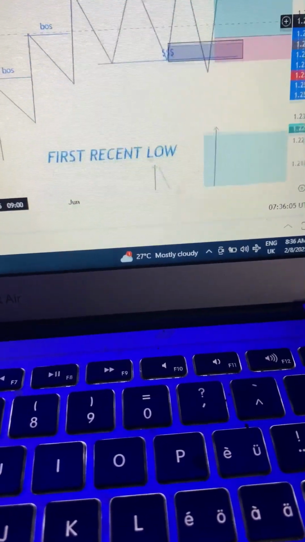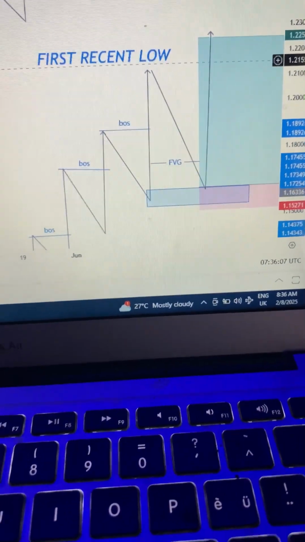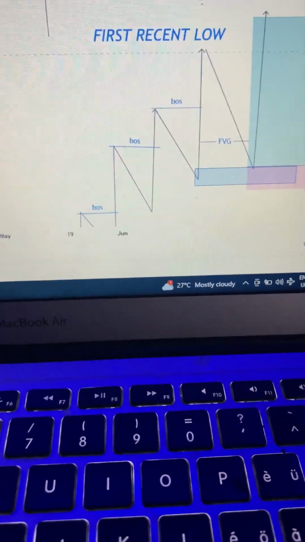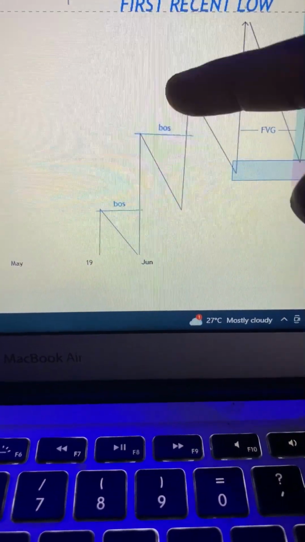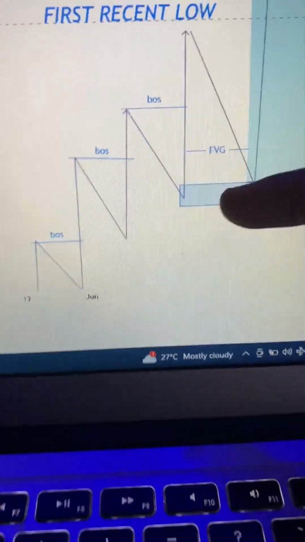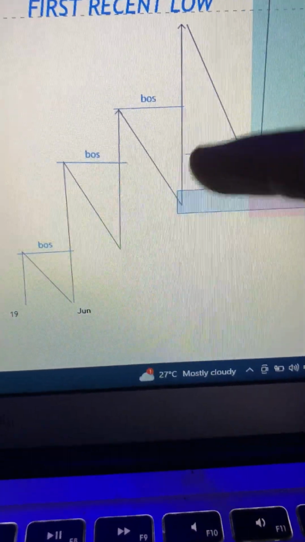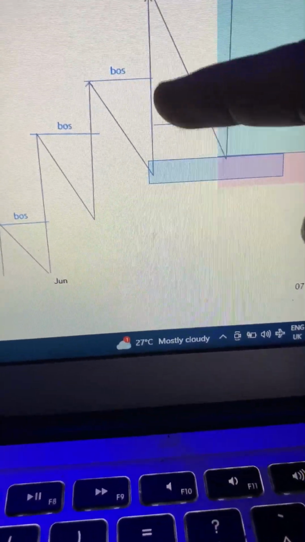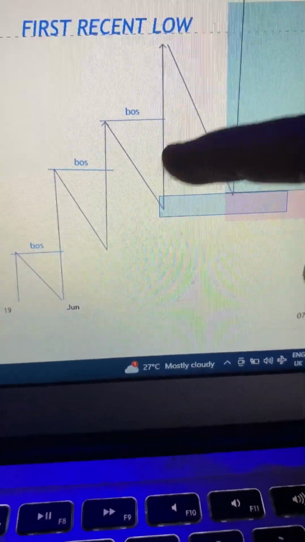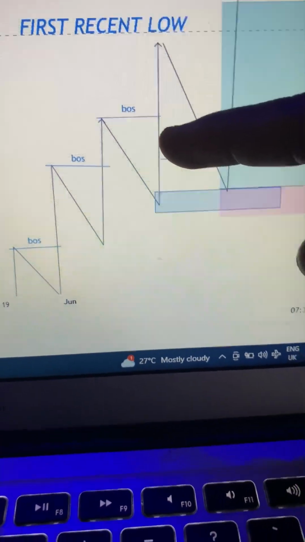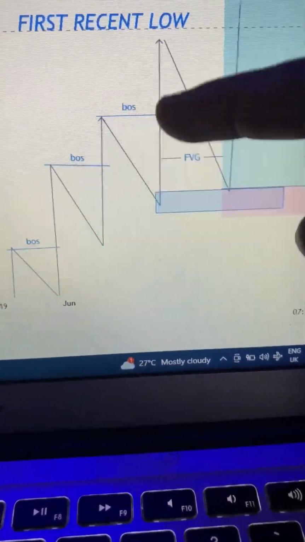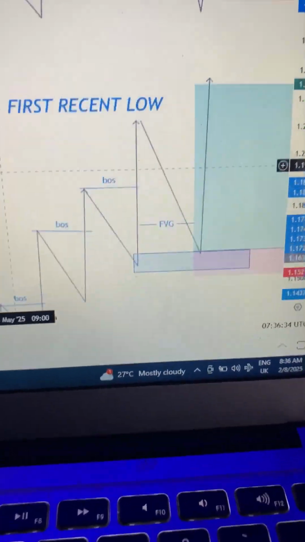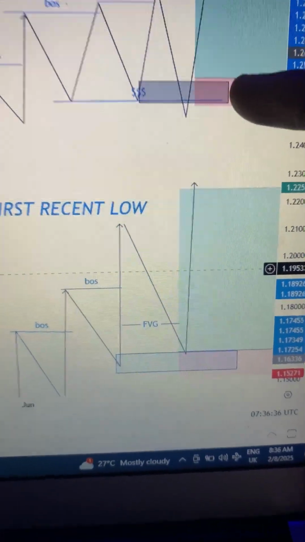So the third one is the first recent low. Look at this first recent low. If price creates a series of higher lows, going up, higher low, higher low, higher high, focus on the first one. But for that first one, there must be a fair value gap. No gap, no buy from this first one. If a gap is there, you can buy from there. But before you start to buy, make sure you have other confidence from your lower time frame. Let's go to the chart.